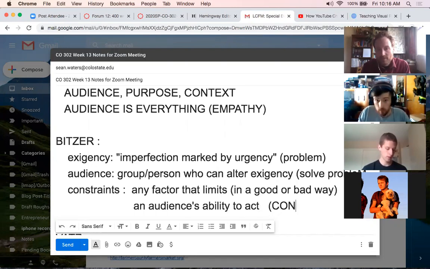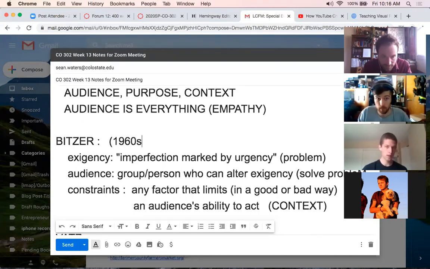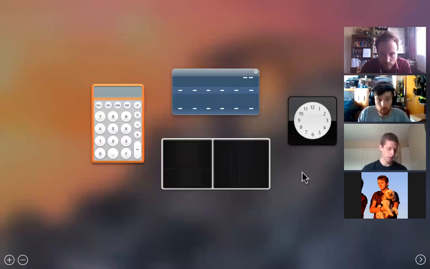This is another fancy way of saying context. So Bitzer's theory, and I think I should probably have looked this up to make sure I got this right, I want to say this is in the 1960s or 70s. Actually, let me double check here. 68, yes.